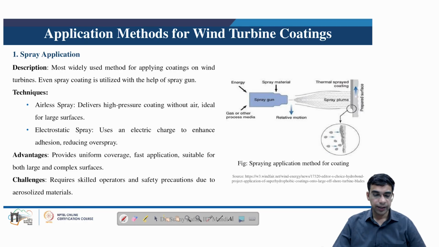In airless spray, a high pressure coating is delivered without use of air, which is ideal for large surfaces. Electrostatic spray includes electric charge to enhance the adhesion and reduce the chance of overspray. The advantage of spray application includes uniform coverage, fast application suitable for large and complex surfaces. The challenges include skilled operator and safety precautions due to aerosolized materials. So here we can see how spray application is used for coating, where a spray gun is used to spray the material onto the substrate which is prepared for the coatings.